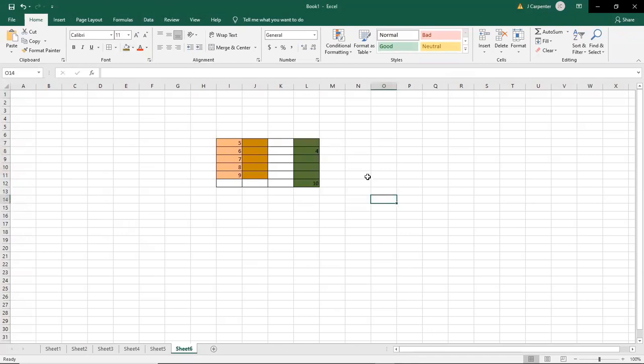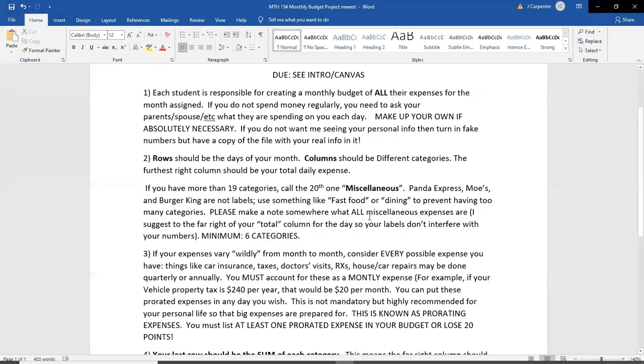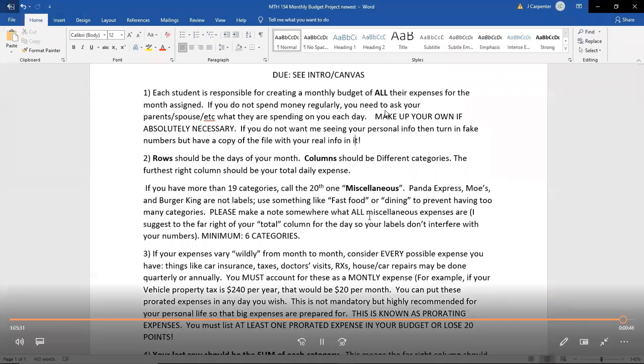You're not being graded on anything having to do with color, outlining, bolding, shading, none of that stuff. You're graded on all the details I have talked about on that sheet. And again, you can download this sheet from Canvas. So hopefully we all understand what is necessary.